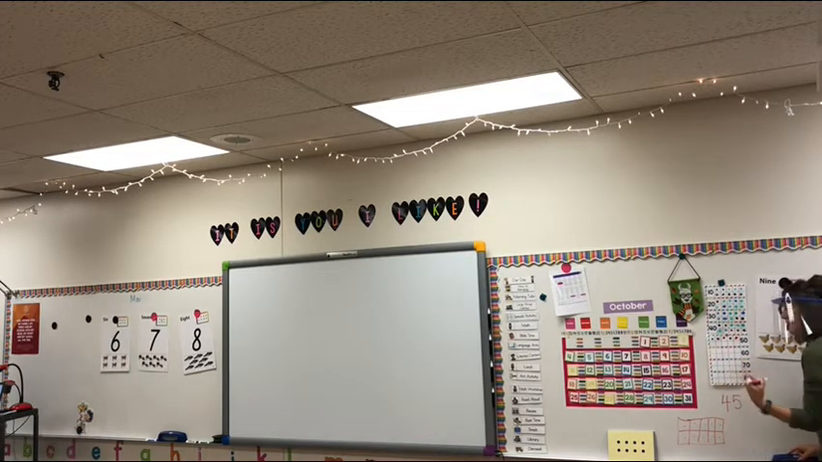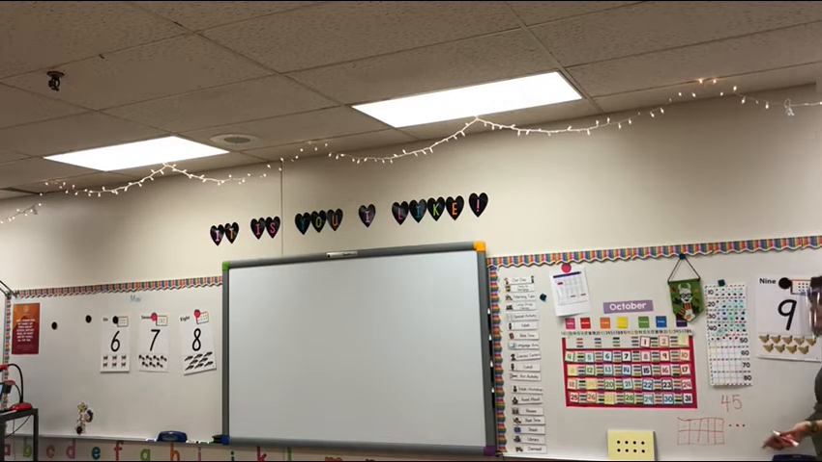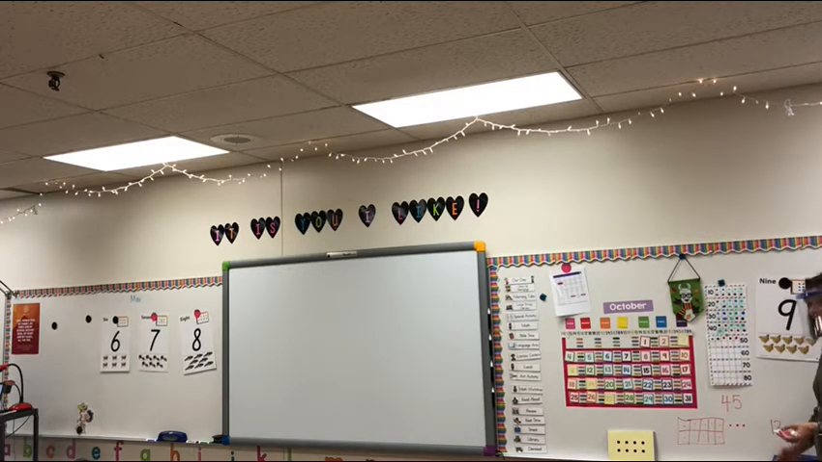So now I just got to count on from 10. 10. 11, 12, 13. So what's my number? 13. 13. So I have one group of 10. There's my one 10 frame. And how many ones did I have? 3. 13. That's a 13. That's how I make a 13.